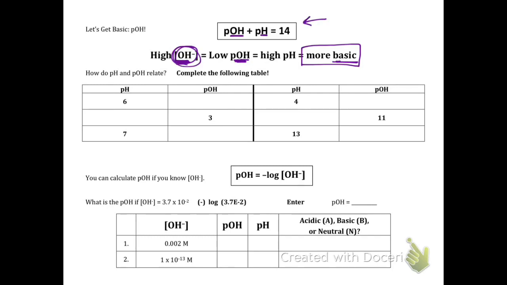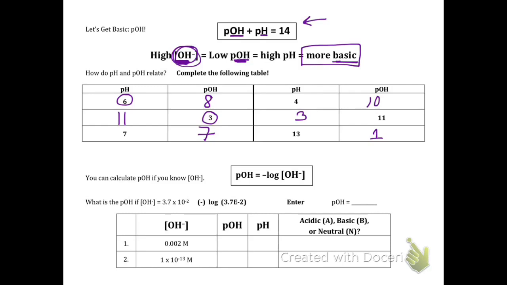So, for example, if pH is 6, then what is the pOH? Well, 6 plus what will get us to 14? 6 plus 8 will get us to 14. Here's another example. If the pOH is 3 and you're going backwards to find pH, then what is the pH? So 3 plus what gets us to 14? It's 11. All right, you try the rest on your own, and then I'll have the answers pop up.